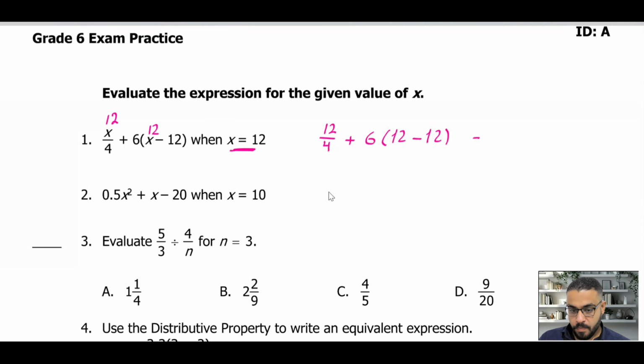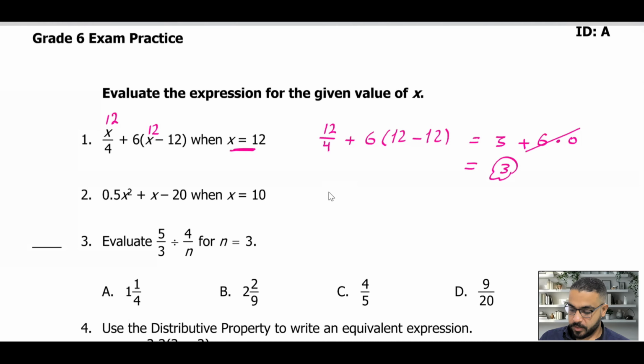12 divided by 4 equals 3, right? And 6 times 12 minus 12, which is 0. Anything multiplied by 0 is 0. So the final answer is positive 3.